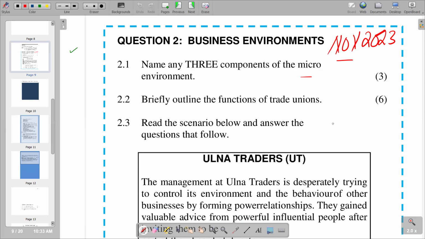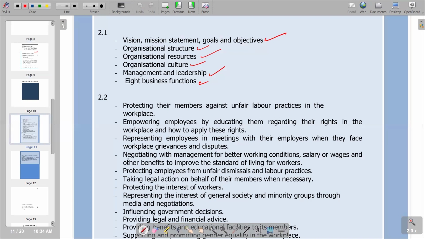Of course, the question has 6 marks, which obviously requires us to raise on average at least 3 points. So going to our other section to see what the functions of a trade union are. Obviously, trade unions are there to protect their members in terms of working conditions, the salaries and wages that are being paid, and also other factors. So we go there and try to see what we have in terms of their roles.